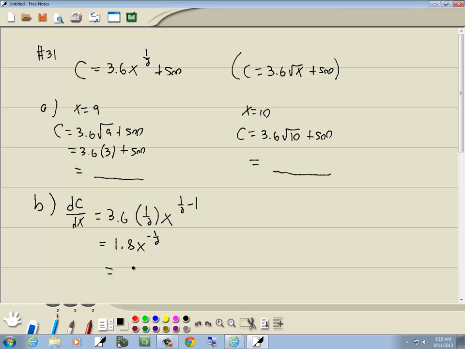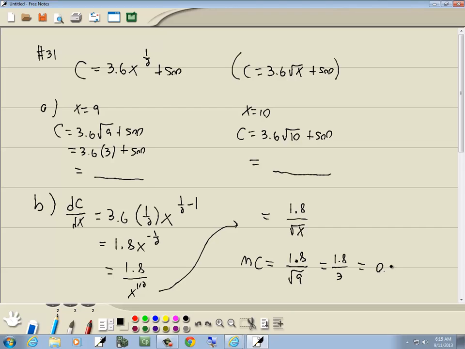Now I'm going to take that x to negative 1/2 and move it back down to the denominator. So we'll have 1.8 over x to the positive 1/2, which is going to give us 1.8 over the square root of x. Now they say find the marginal cost when x is equal to 9. So for our marginal cost, we're going to plug in 9 for the x, which gives us 1.8 over square root of 9, which is 3. And again, not very good with those decimals, but I think that's 0.6. That's our marginal cost. And I just want you to compare that against the difference here.